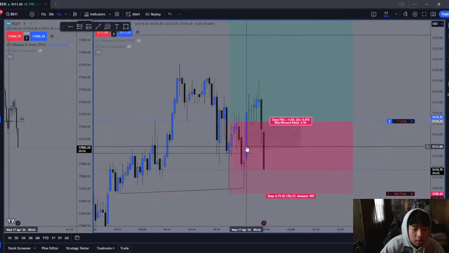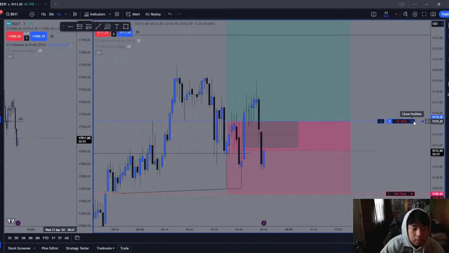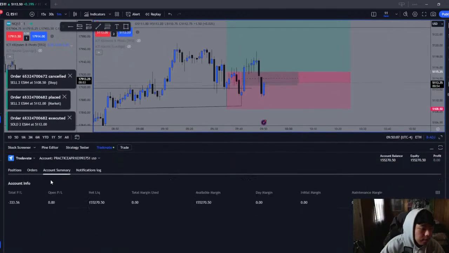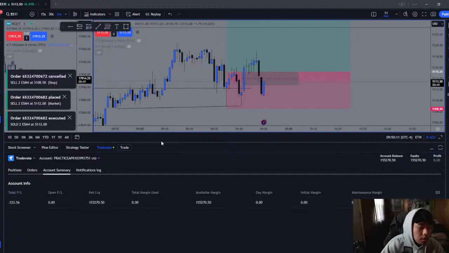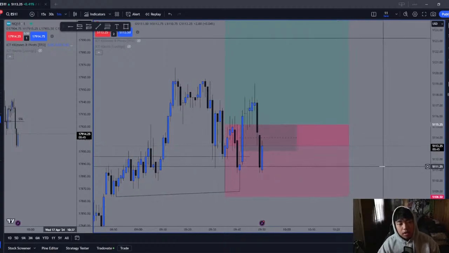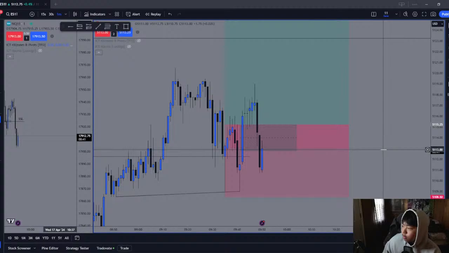If we get a candle closure below this fair value, I'll exit my position. Yeah, I'm exiting my position here. Taking a negative 13-point loss here. Down about 333. These are scary numbers, bro. I'm not gonna lie to you. So about a $333 loss. Not too bad. Manage my risk. So I'm not really too worried.